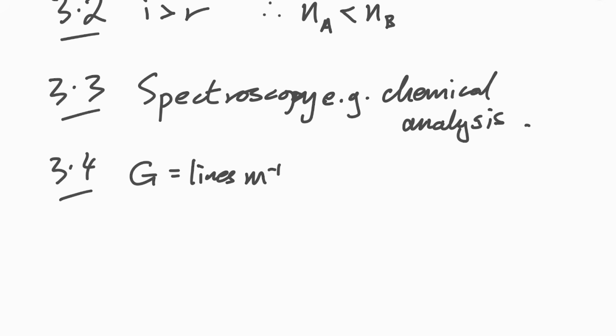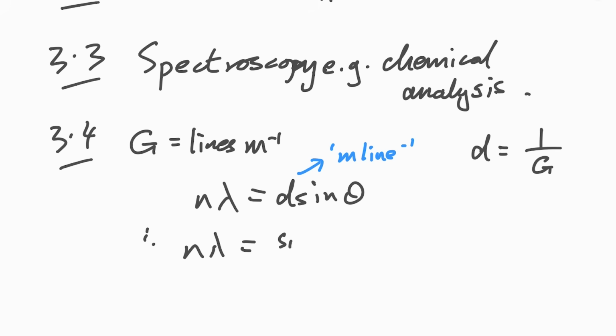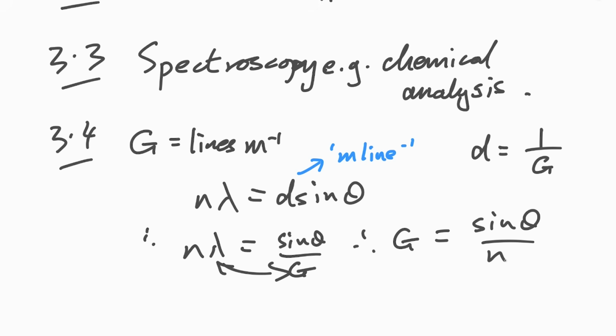Let's write down the equation first. So n lambda equals d sine theta, or the other way around. I can never remember which way around it is in the formula sheet. This d is essentially meters per line, and so it is the reciprocal. You can do it step by step, but I'm just going to do it all in one go. As d is equal to 1 over g, therefore n lambda is equal to sine theta over g. So, swapping these over, g is equal to sine theta divided by n lambda.